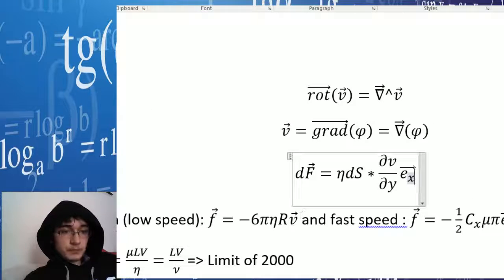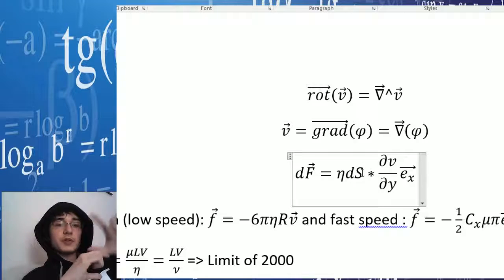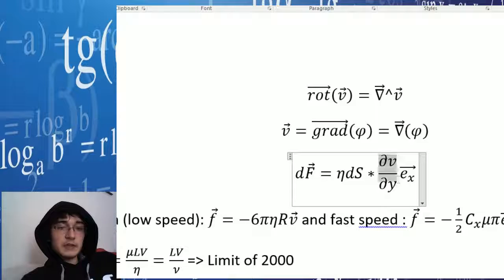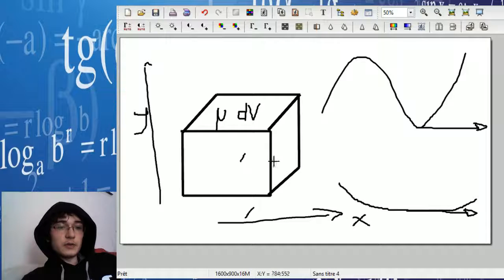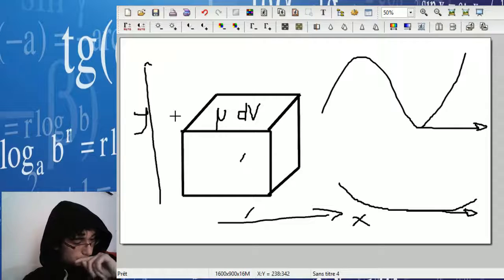So okay, we have defined viscosity. By definition, eta is the viscosity. That's how you define it. ds is the elementary surface between the two particles of fluid. The differential of v on y, it means the speed on the y-axis.